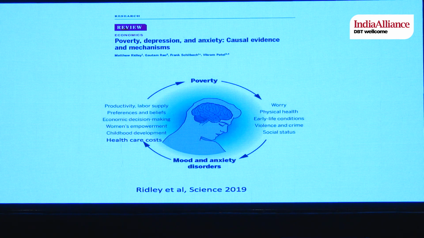When you're poor, you're more likely to slide into depression because of a range of different mechanisms that you see here. And when you have a depression or an anxiety condition, you're more likely to slide into poverty, setting up, again, a range of different mechanisms, and this, of course, sets up a vicious cycle. So, in summary, this is why thinking about mental health problems is critically important for India and indeed for global health.